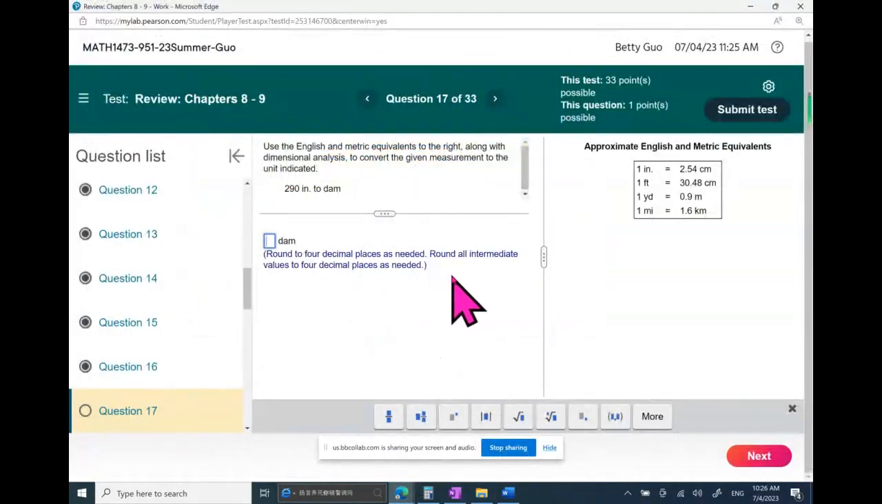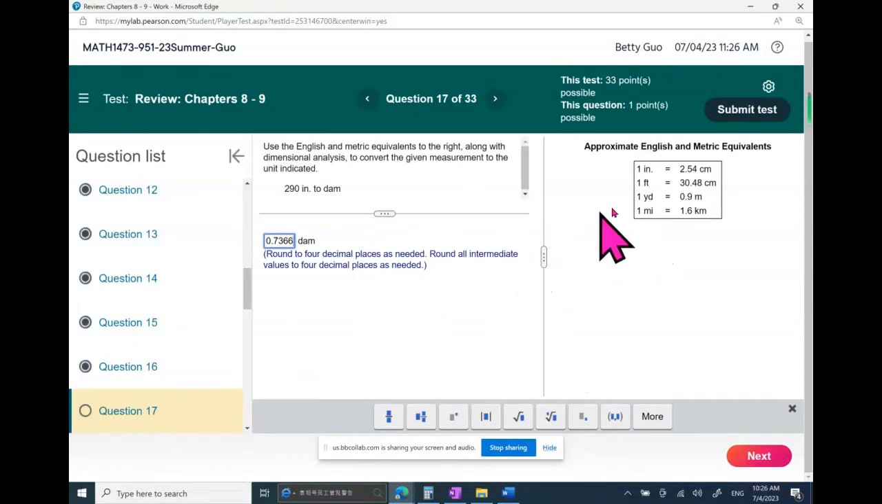Round to 4 decimal places if needed. Round all intermediate values to 4 decimal places if needed. We didn't actually round anything, right? So the exact value is 0.7366.